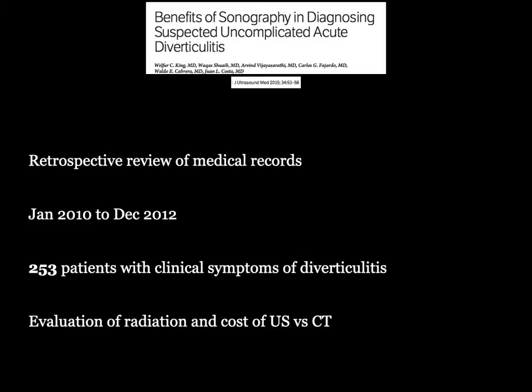Exclusion criteria included patients who had cancer, who were likely to have other diagnoses, or if only one of the two tests was performed, so patients had to have had both an ultrasound and a CT scan as the gold standard. Patients were enrolled, I should say, in Santo Domingo in the DR. The authors wanted to evaluate the radiation and cost of ultrasound versus CT and look at whether ultrasound would potentially be a better imaging modality in an emergency department.